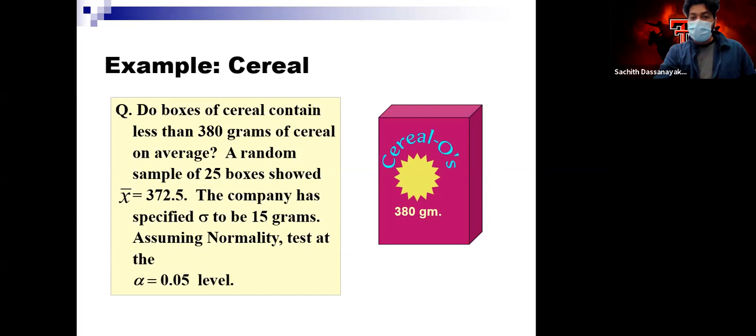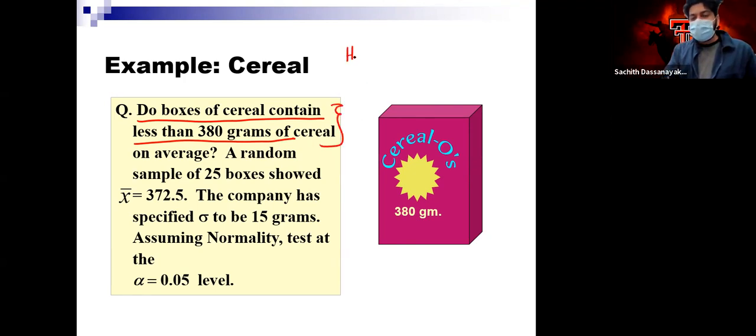Okay, check this example. Your questions normally look like this. I think this is based on p-value, but I'll show you how to solve this using the p-value as well as the critical value approach. Do boxes of cereal contain less than this much on average? So less than this one. What is the researcher's claim? This is the researcher's claim.